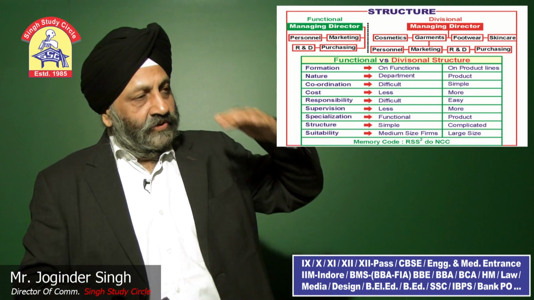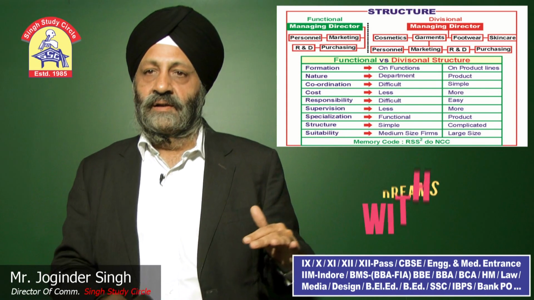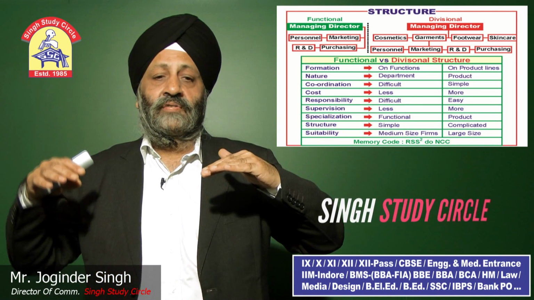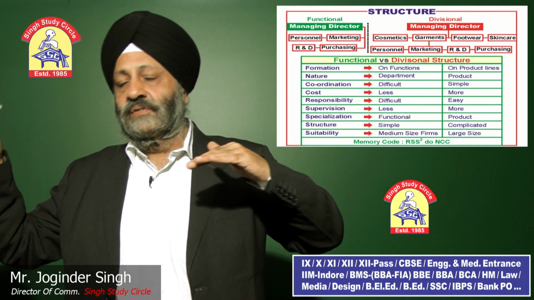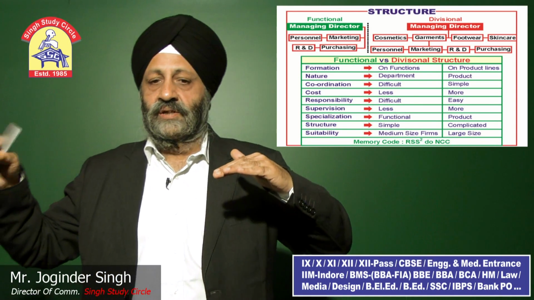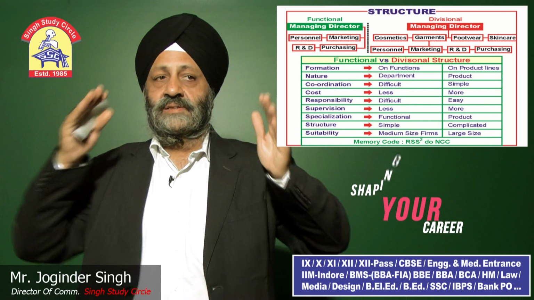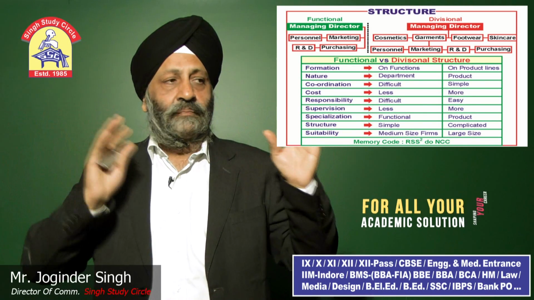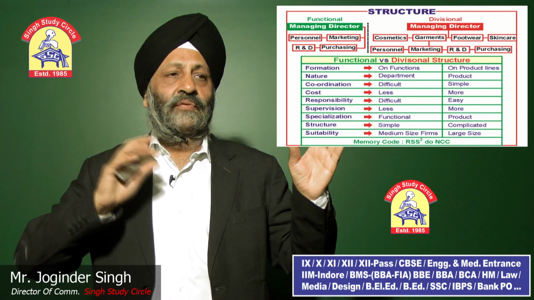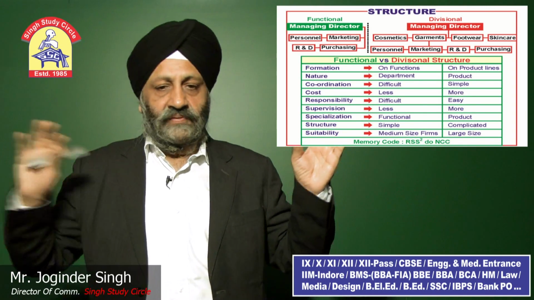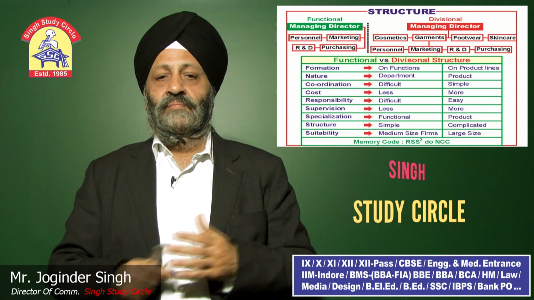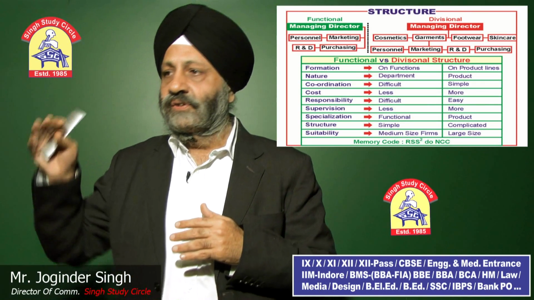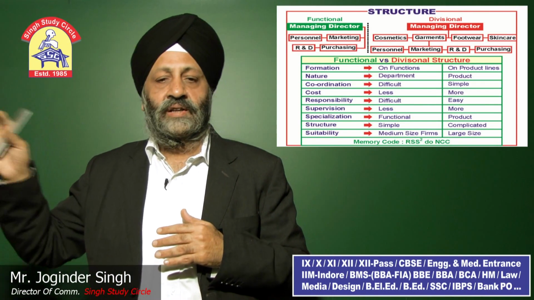Then functional structure is simple because there is one production manager, one sales manager, one purchase manager. But in case of divisional organization, it will be complicated because different products have different purchases. The company has different product managers, different sales managers, different purchase managers. Similarly, suitability. Functional structure is suitable for medium sized organizations and divisional structure is only for large organizations.